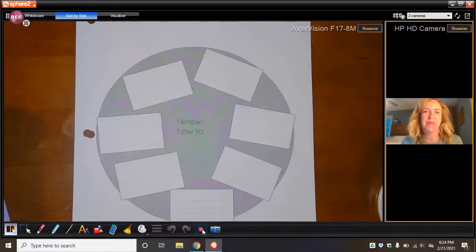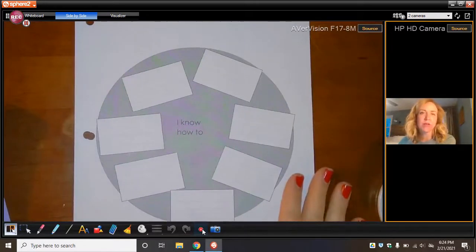Another term that we use for procedural writing is how-to writing, because you're going to teach someone how to do something. So, today we're going to kick off this unit by using what I call a circle map. A circle map is a way of getting some of my ideas down on paper.